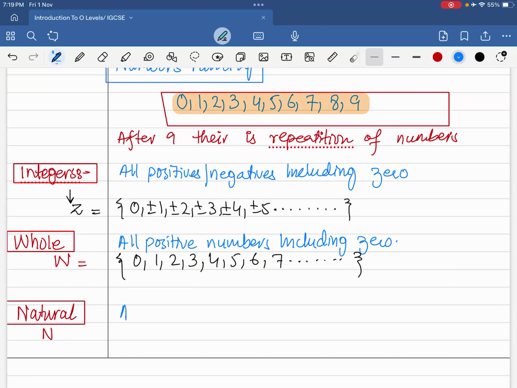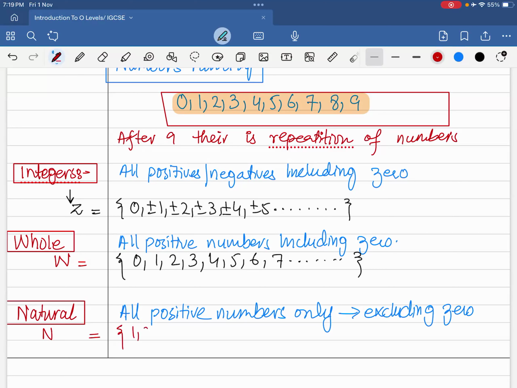Natural numbers are all positive numbers only, which means excluding zero. Understood or not? Because zero has no sign. Do you agree with me or not? So all positive numbers are naturals. The example is 1, 2, 3, 4, 5, 6, 7, and so on. Understood, everybody, or not? Yes or no?